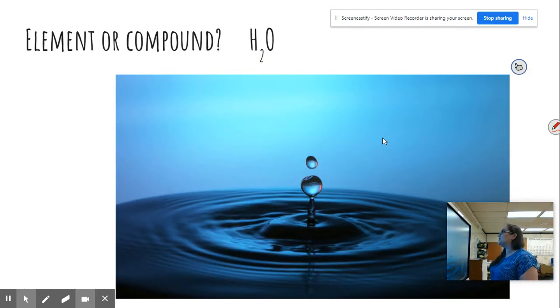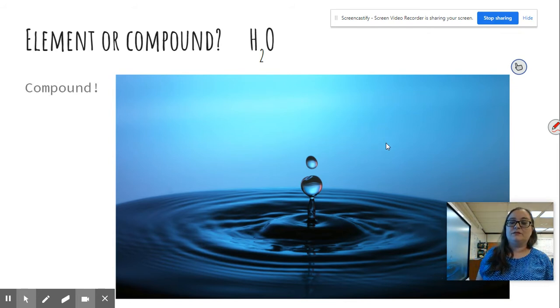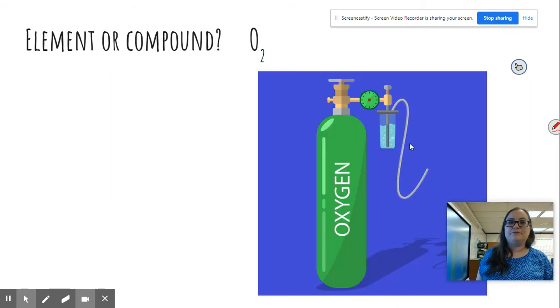All right, so is this an element or a compound? H2O. Well, we've got more than one capital letter. So that means it is a compound. All right, element or compound, O2. Well, it's one capital letter by itself, so that means it's an element.